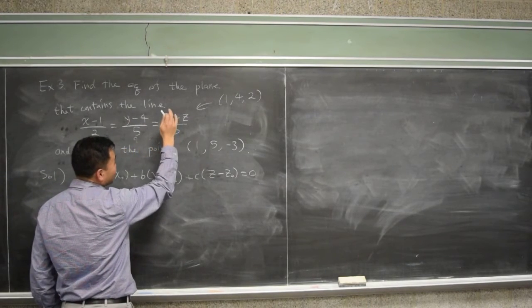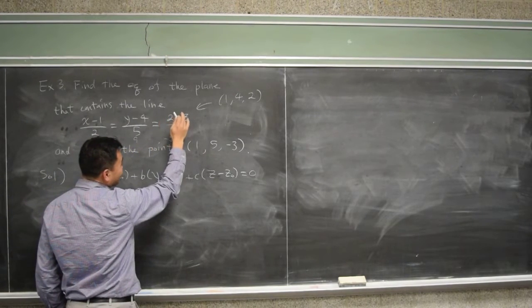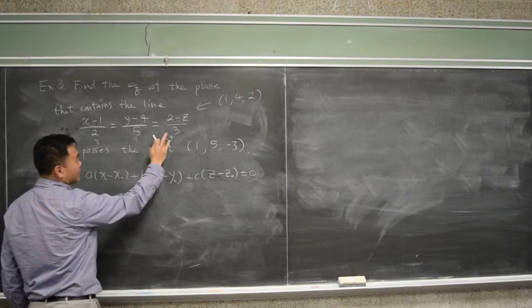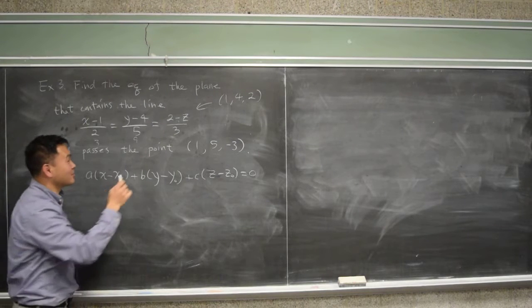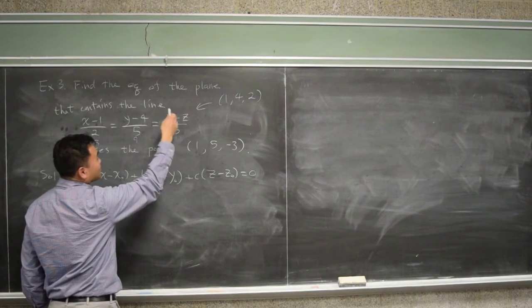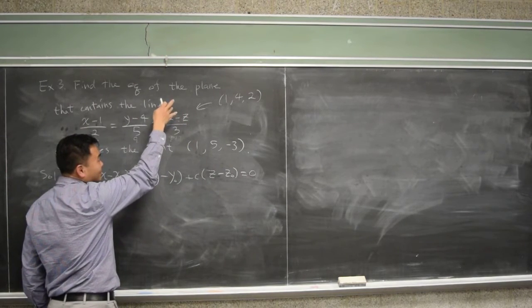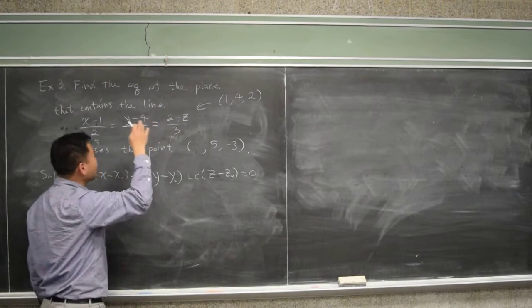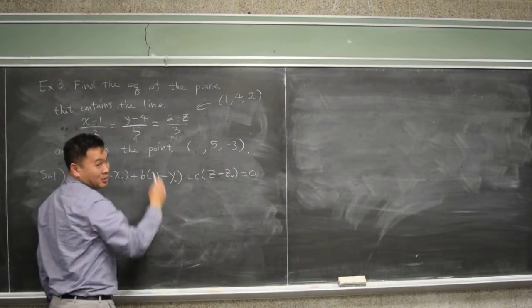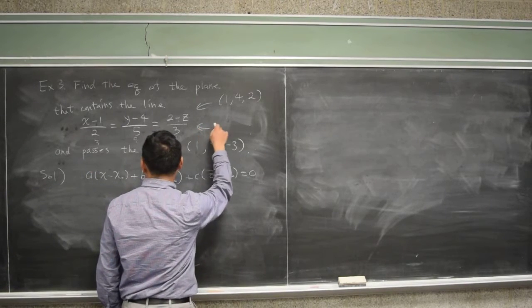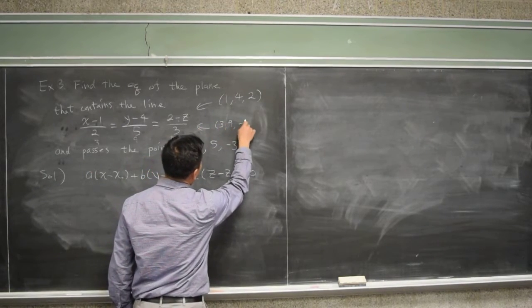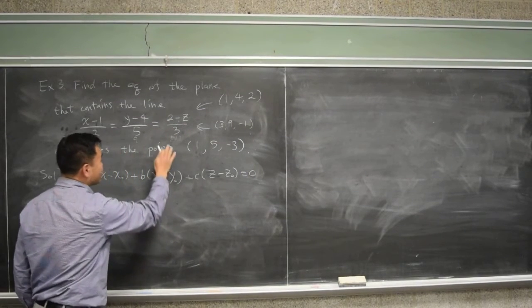And 2 minus negative 5, oh no, that's not negative 5. What should it be? Negative 1. Negative 1, right? So 2 minus negative 1 gives you 3, 3 over 3 gives you 1, and you do have 1 equals 1 equals 1, right? So we know that 3, comma 9, comma negative 1 is another point on this line.